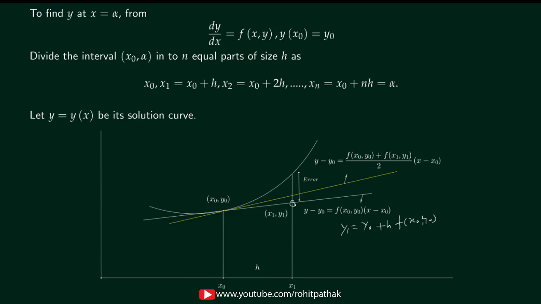But we see that this is the estimate of y1 and this is the actual y1. So actual y1 will be here corresponding to this point on this curve. So we see that there is an error in this y1. So if we obtain y1 using Euler's method, we see that the error is large.